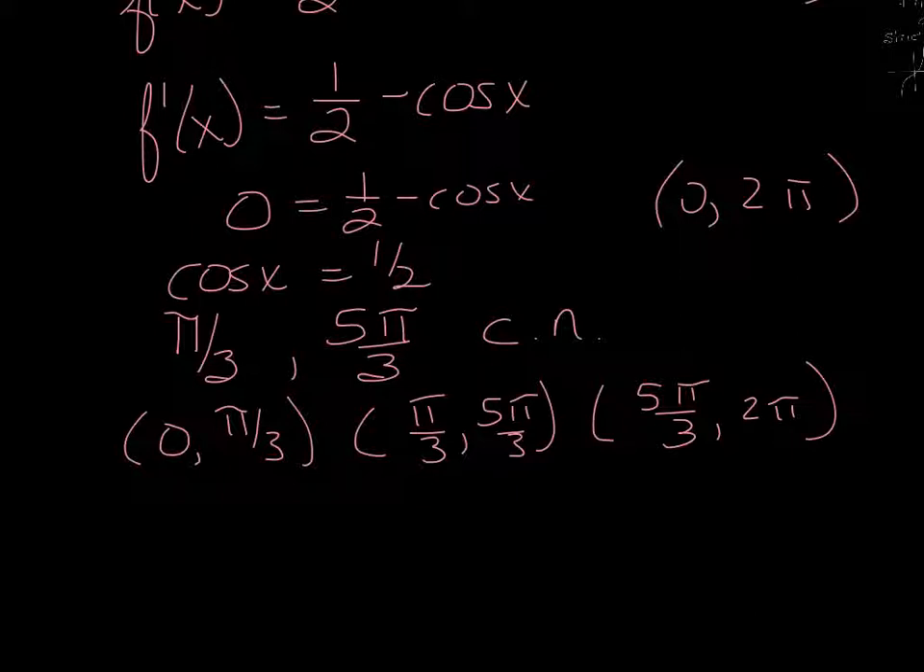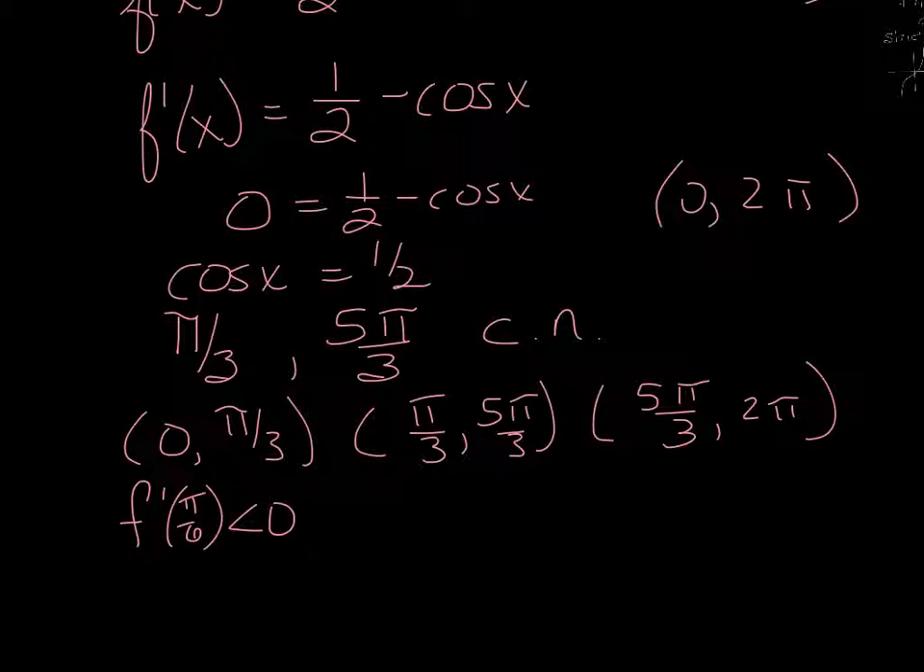All right, so we're going to check the first derivative. What's something between 0 and pi over 3? Pi over 6. What's the cosine of pi over 6? The square root of 3 over 2. So 1/2 minus the square root of 3 over 2. Negative or positive? Negative.